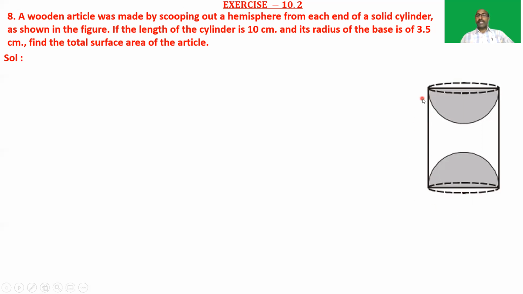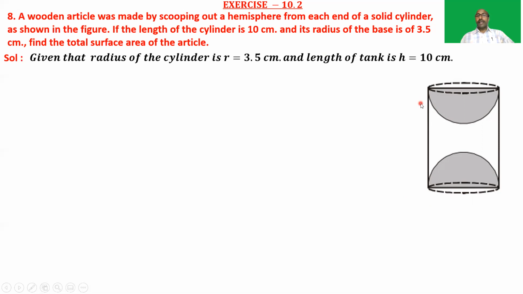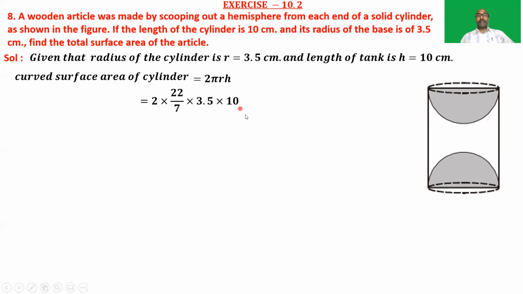and the length of the cylinder is given as 10 centimeter and its radius is 3.5 centimeter. Okay. So the length of the cylinder is 10 centimeter. The curved surface area of a cylinder is 2πrh. So as we have r equal to 3.5 and h equal to 10, 2 into 22 by 7 into 3.5 into 10, which is equal to 220. So the curved surface area of the cylinder is 220.